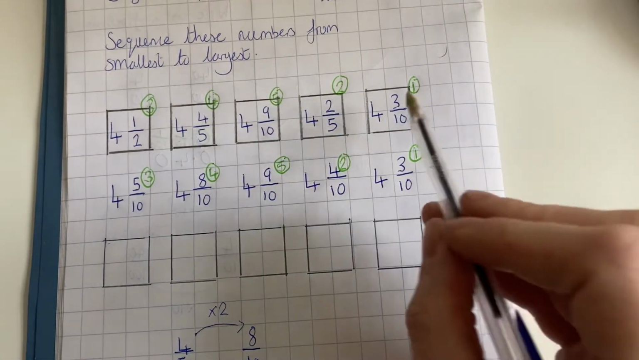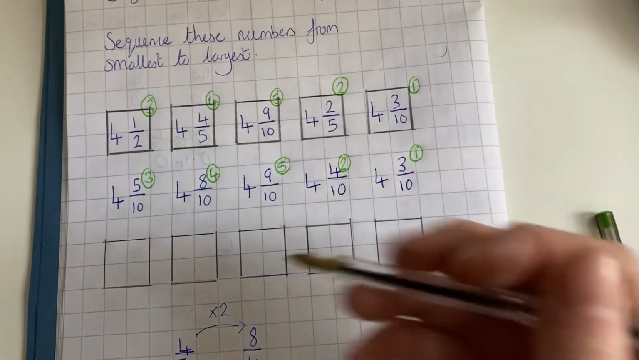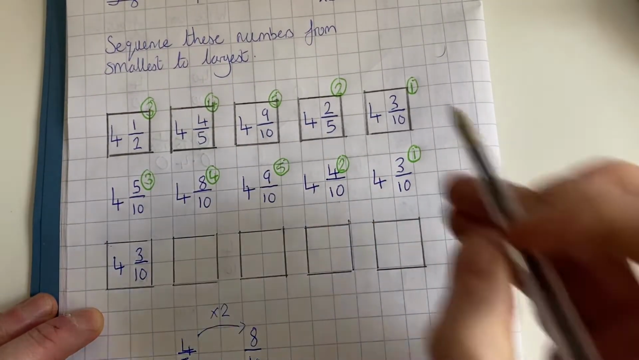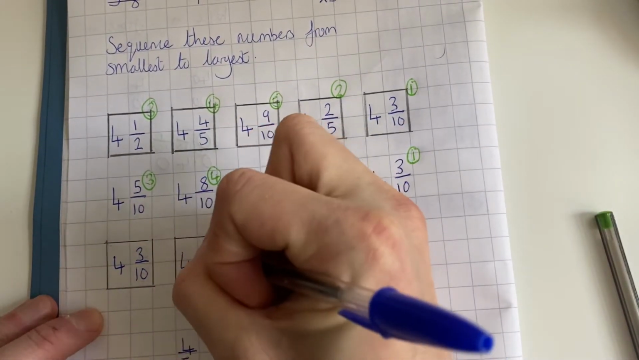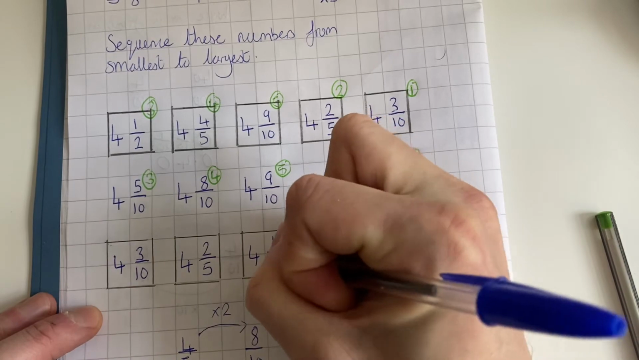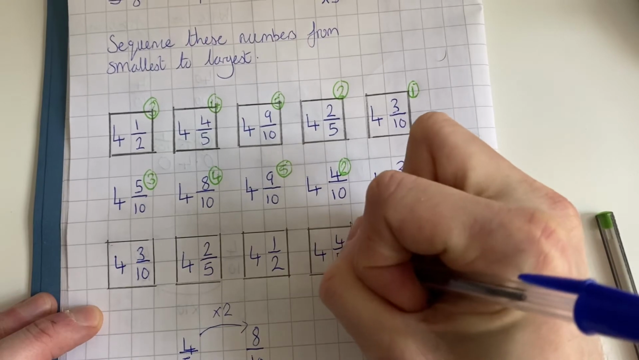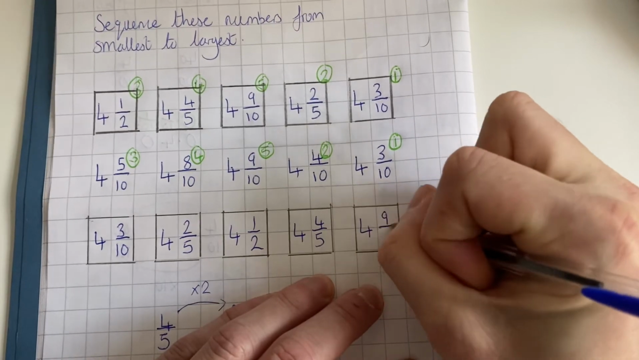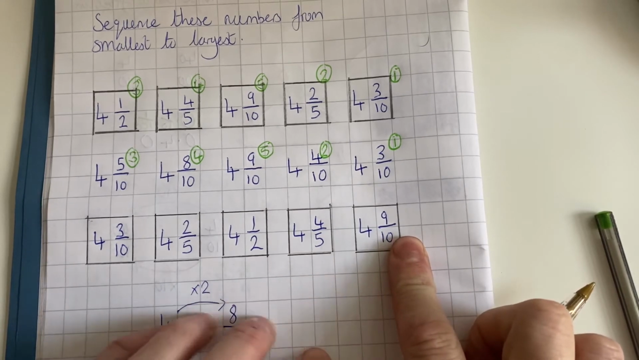Now where we've written these numbers, we want to look at which one was number 1. So we need to put this fraction here in, 4 and 3/10. Our second one was here, but we need to write this fraction here. So we need to write 4 and 2/5. Number 3 was 4 and a half. Number 4 was 4 and 4/5. And last but not least, 4 and 9/10 is our largest mixed number.